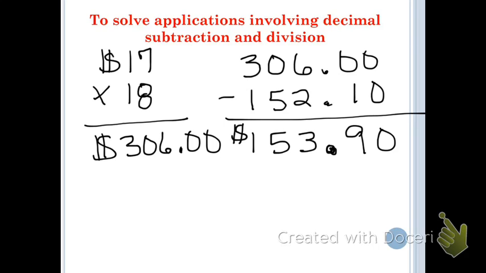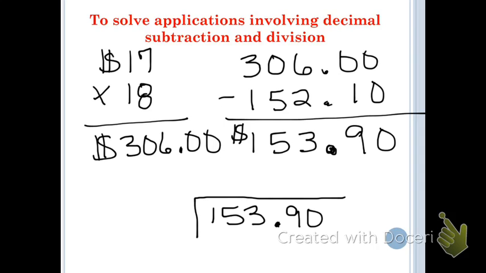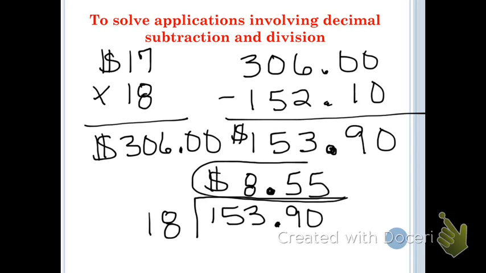But the question asks us, how much does she have left to spend on each student? So now I'm going to take that $153.90 and I'm going to split it up now equally amongst the 18 students. And so that means that for the remainder of the school year, she has $8.55 left to spend on each student.